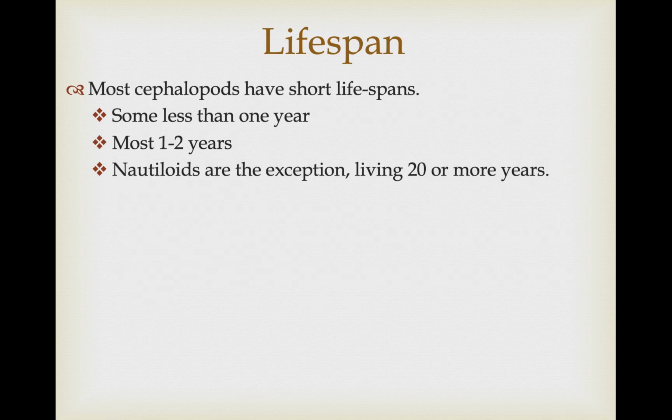Now, ironically, the smartest group here, the cephalopods, which have the greatest neurological development, actually have really short lifespans. Some live less than a year. Most only live 1 or 2 years. The nautiloids are the exception to this. The nautiloids have been known to live for 20 or more years. But octopi and squid just generally don't live very long.